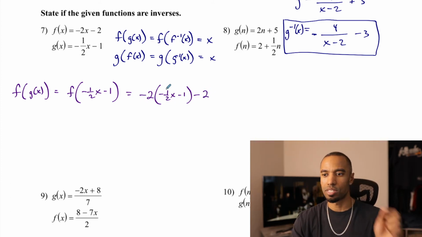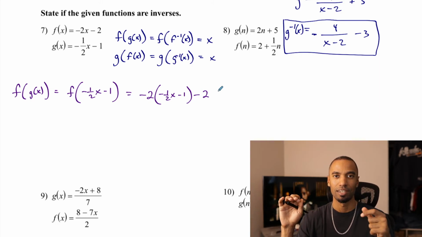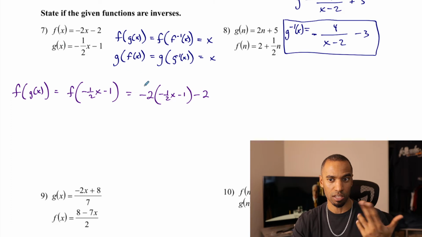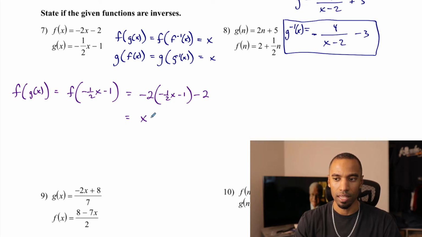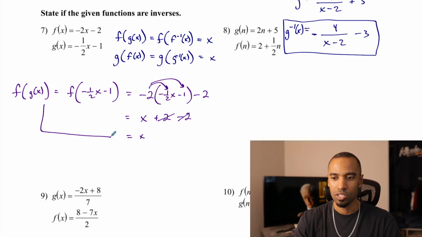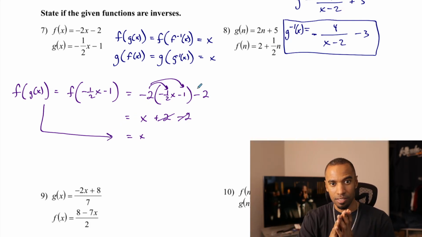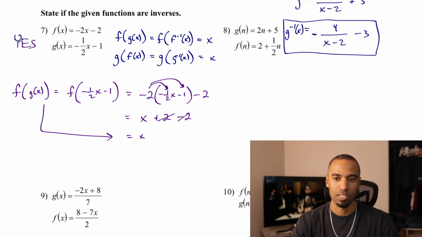What we're going to do is attempt to simplify this expression, and if the expression simplifies to just x, then that means g of x is the inverse of f. So let's distribute negative 2 times negative 1/2 x. That is positive 1x right there. And then negative 2 times negative 1 is positive 2, right? That's the distribution. And then we have this minus 2 right here. And 2 minus 2 is 0, so you're just left with x. So this just turned into x. That means that these are inverses of each other. That is a big fat yes. Yes, these are inverses of each other.